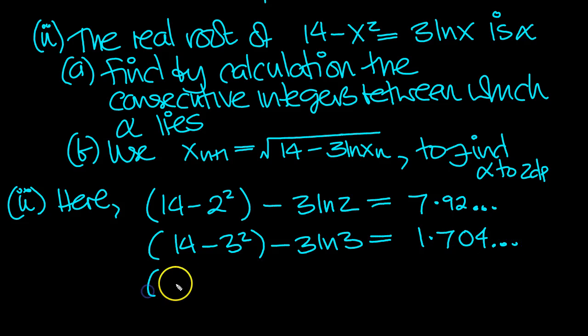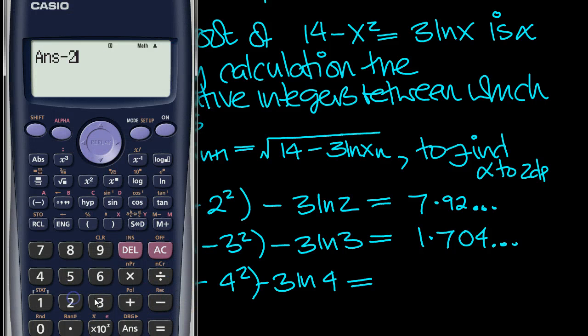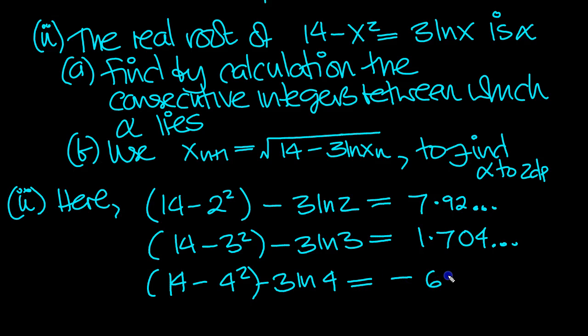So let's do the fourth value then, number 4. 14 minus 4 squared minus 3 ln 4 is equal to 14 minus 16, which is minus 2, so negative 2 minus 3 times ln of 4. Get rid of the answer from before. It's 14 minus 16 is minus 2, so equals minus 6.15.